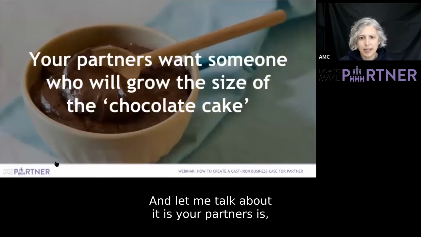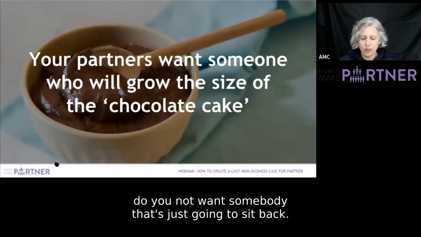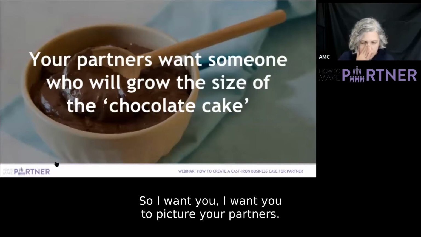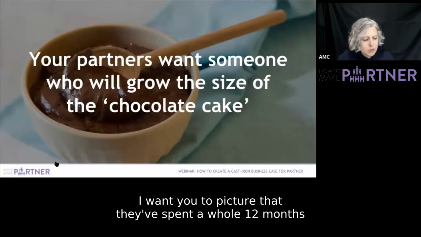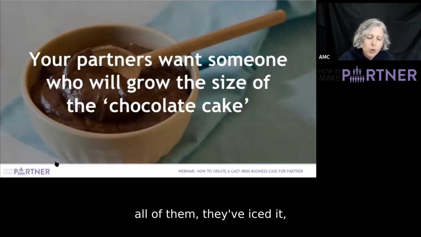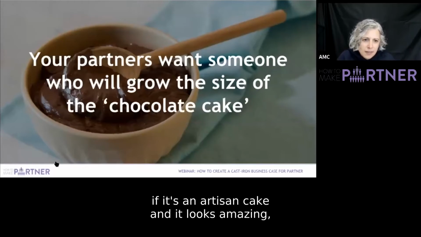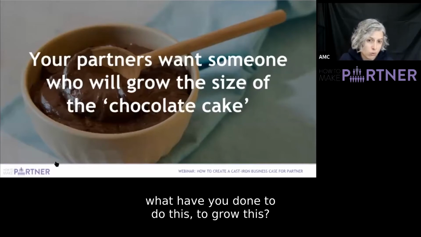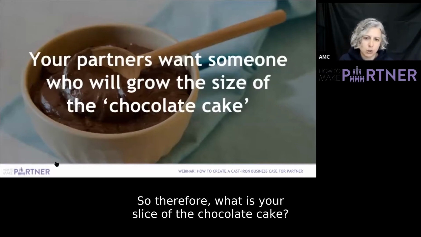Your partners do not want somebody that's just going to sit there. They want somebody that's going to grow what we would call the size of the chocolate cake. So I want you to picture your partners. I want you to picture that they've spent a whole 12 months baking this amazing chocolate cake. All of them, they've iced it, it's an artisan cake, and it looks amazing. But they've spent the whole year looking at each other going, what have you done to grow this? So therefore, what is your slice of the chocolate cake?